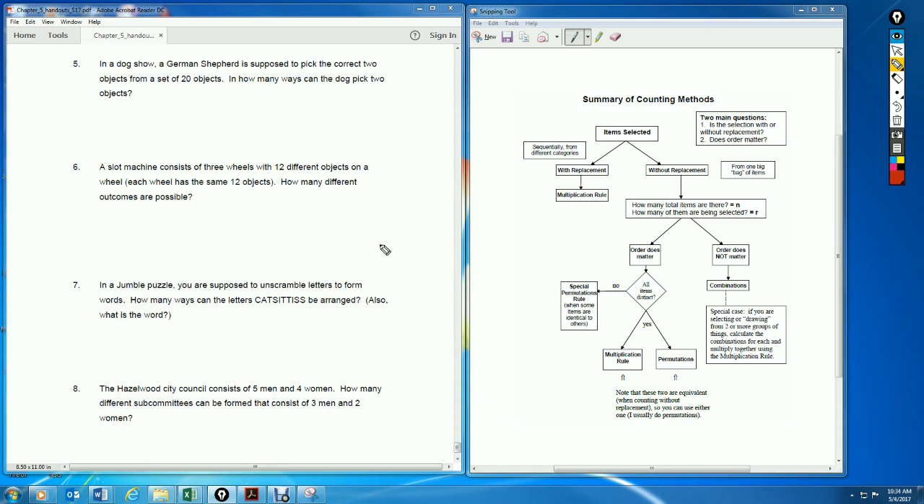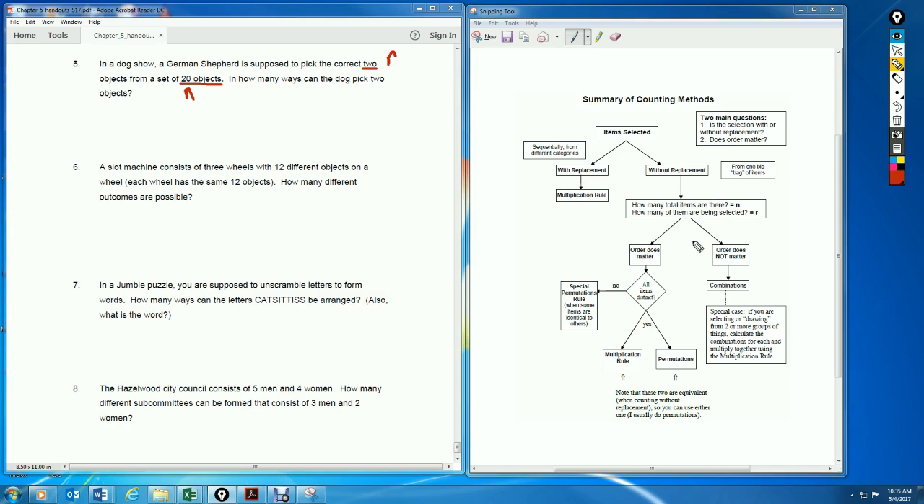All right, number 5, a German Shepherd has to go get the correct 2 objects from a set of 20 objects. In how many ways can he pick the correct 2 objects? So the items are being selected without replacement because he's going to get 2 different things. There are a total of 20. How many are being selected? 2 of them, so that's R.